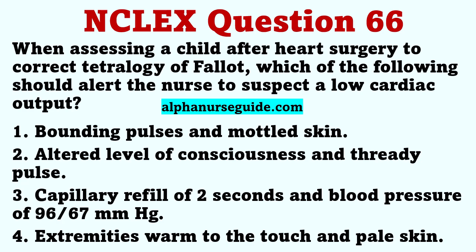When assessing a child after heart surgery to correct tetralogy of Fallot, which of the following should alert the nurse to suspect a low cardiac output? 1. Bounding pulses and mottled skin. 2. Altered level of consciousness and thready pulse. 3. Capillary refill of 2 seconds and blood pressure of 96/67. 4. Extremities warm to the touch and pale skin. The correct answer is 2. With a low cardiac output and subsequent poor tissue perfusion, signs and symptoms would include pale, cool extremities, cyanosis, weak, thready pulses, delayed capillary refill, and decrease in level of consciousness.